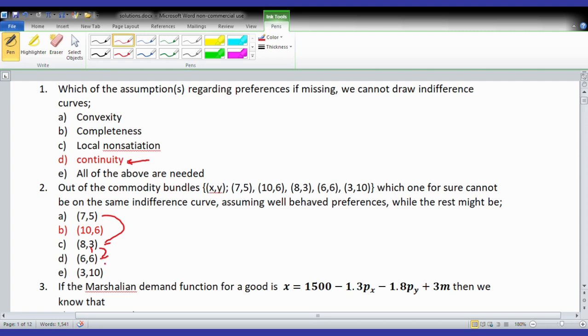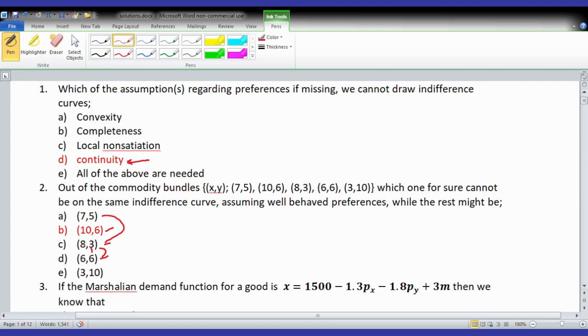And similarly is true about the option D, because we move from 6 to 3, consumption of X decreases, 6 to 10, consumption of Y increases. So in each of these bundles we see that one of the consumptions is going down and the other one is going up. But if you look into B, you know that 10 is greater than 7 and 6 is greater than 5, and this means that compared to A, both these commodities are having more quantities, and so the commodity bundle B should be on a higher indifference curve.